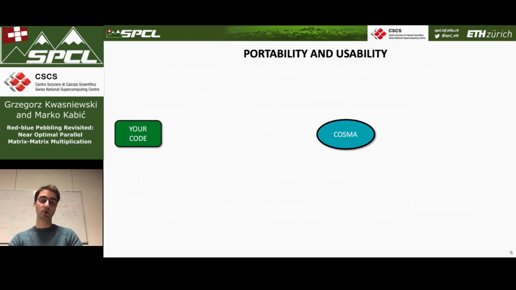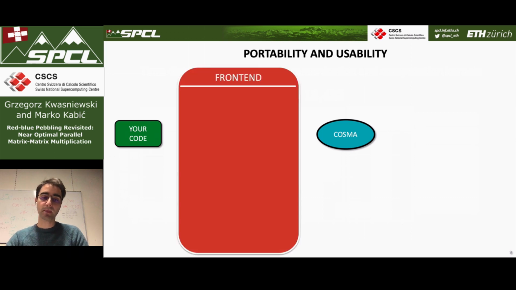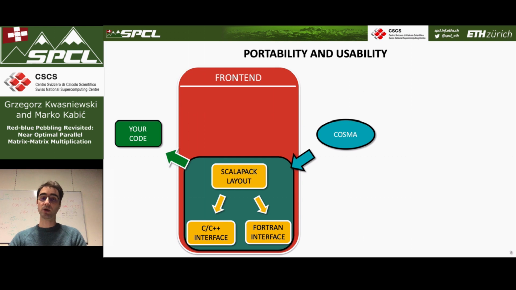So let's say that you have your own code and you want to use COSMA. Now, what can you do, right? Well, maybe your code already uses ScaLAPACK layout. By layout, here we mean the way your matrices are distributed and also the API. So if your code is already using ScaLAPACK, you can just link to COSMA, because COSMA actually supports the ScaLAPACK API. In this case, you don't have to change your code at all. It will automatically use COSMA in the background. And by the way, our ScaLAPACK layout also supports a Fortran interface for the hardcore users.